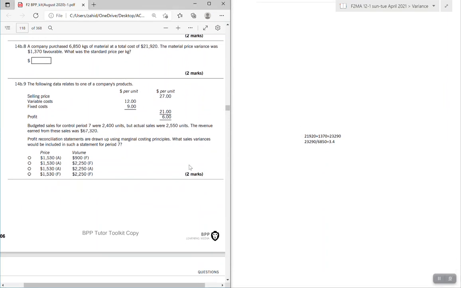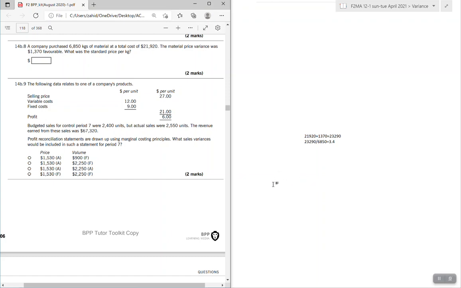Next, profit reconciliation is done using marginal costing principle. What sales variance would be included in such a statement for the period? We have sales. The following data relates to one of the company's products: sales price, variable cost, fixed cost, profit. Budgeted sales for control period 7 were 2,400, but actual sales were 2,550 units. The revenue earned from these sales was 67,320. What sales variances would be there?